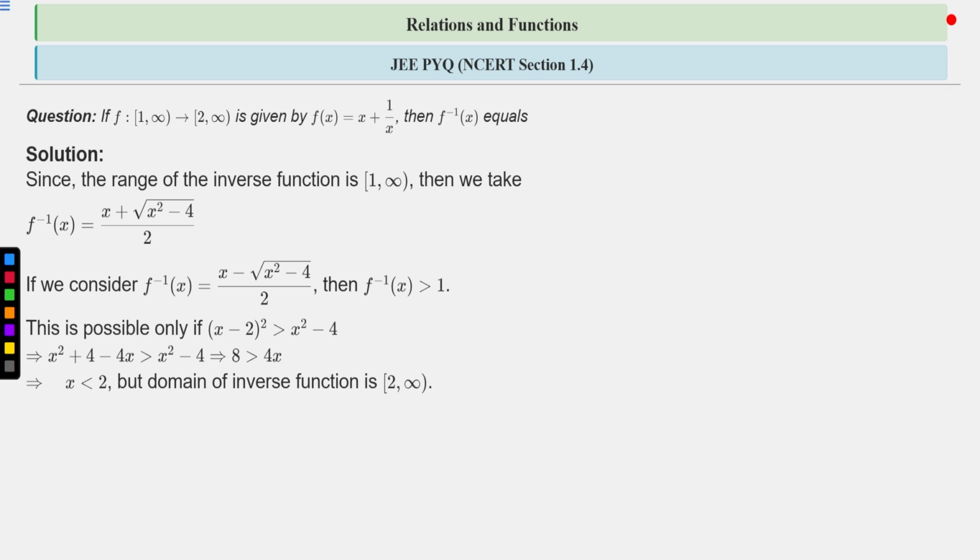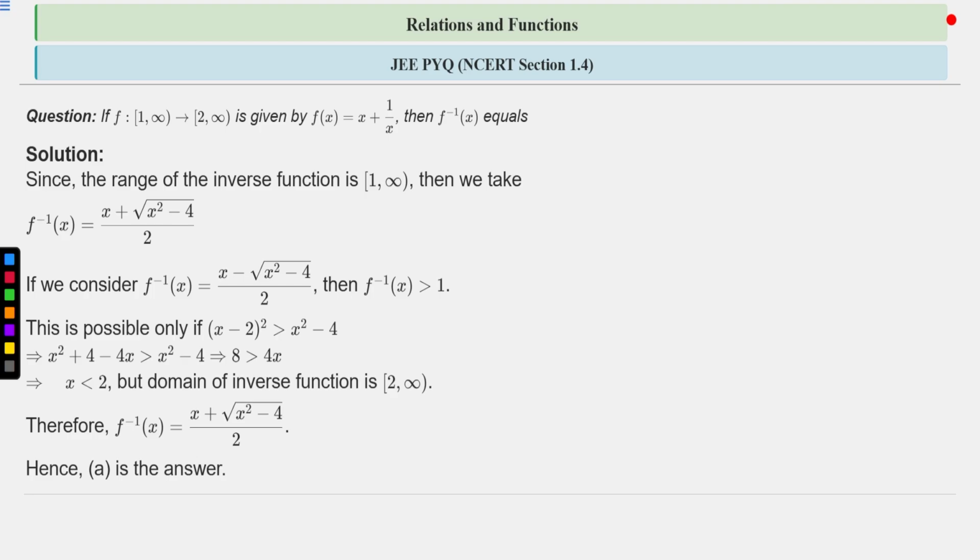But you can see that the domain of f inverse x is basically 2 to infinity. After solving this equation, we got that x is less than 2, which is not in the domain, because the domain of the inverse function will be 2 to infinity. Therefore, f inverse x will be equal to x plus root over x square minus 4, upon 2. Hence, option A is the correct answer.